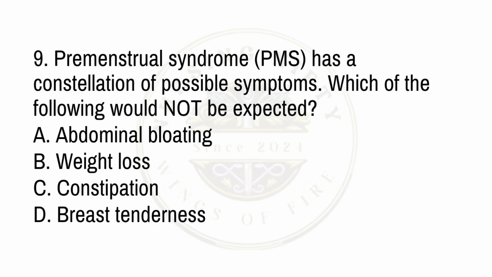Question number 9. Premenstrual syndrome has a constellation of possible symptoms. Which of the following would not be expected? Options: option A, abdominal bloating, B, weight loss, C, constipation, and D, breast tenderness. So here the right answer is option B, weight loss.